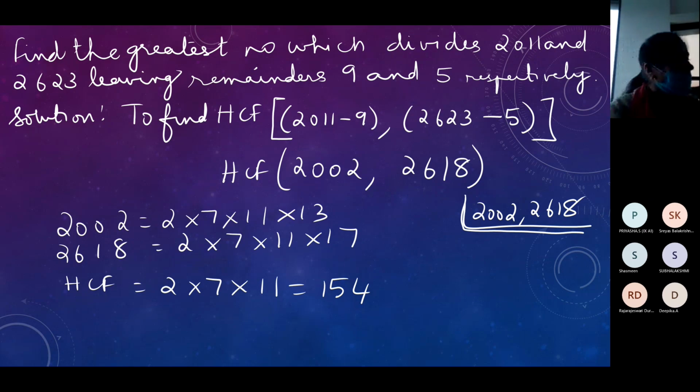So like this, they might give you 3 numbers and 3 remainders. Now here we have 2 numbers and 2 remainders. You may have 3 numbers, 3 remainders, same question. So do the same procedure.